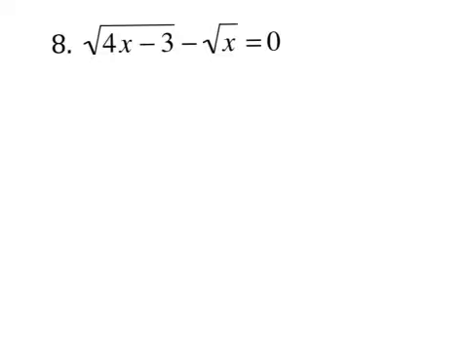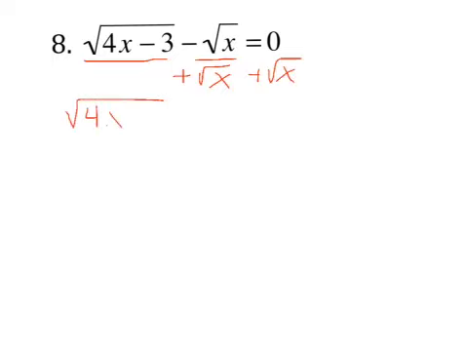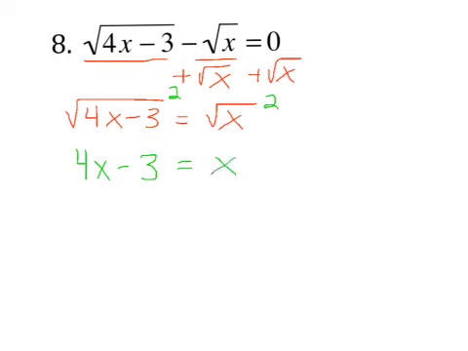Now this problem is different because we have two square roots, but they're on the same side of the equal sign. We can't use the same tactic where we just square them both and undo the square root. But what we can do is add the square root of x to the other side. So we have the square root of 4x minus 3 equals the square root of x. Now this looks like the other two equations that we were working with. So again, we can square both sides to get 4x minus 3 equals x.